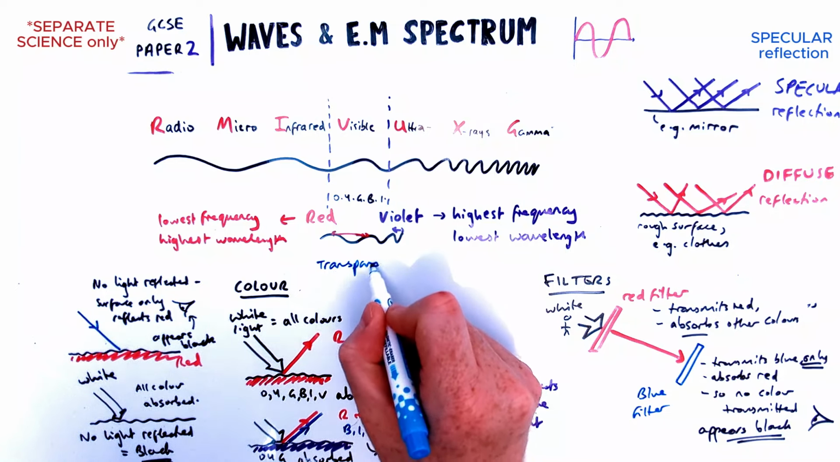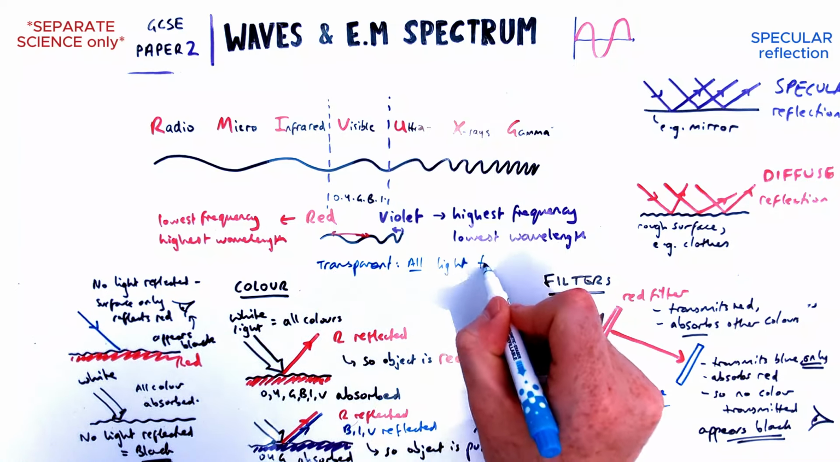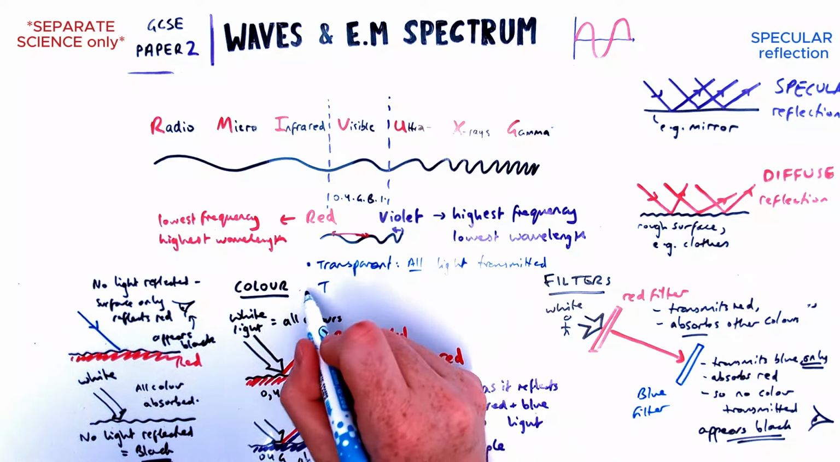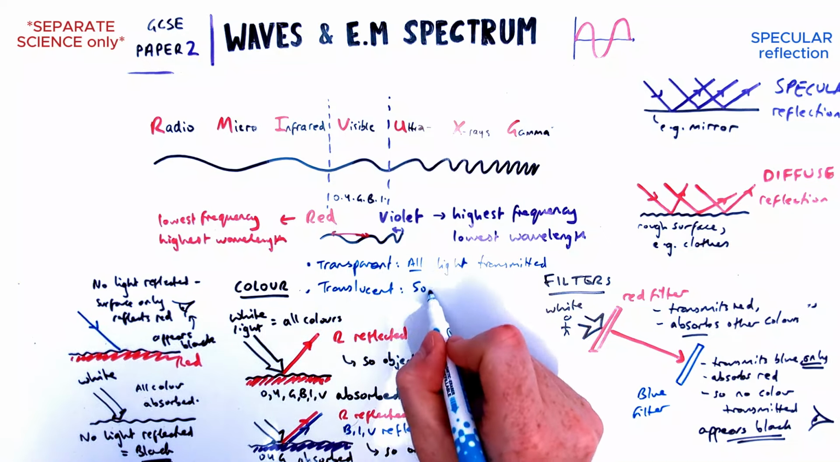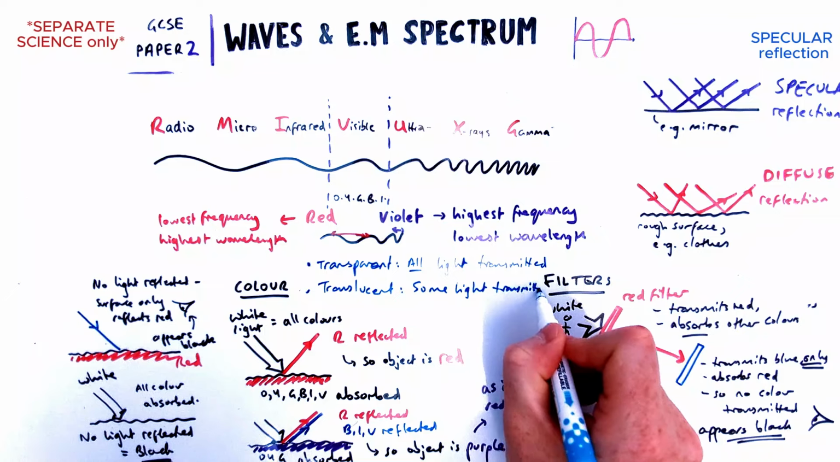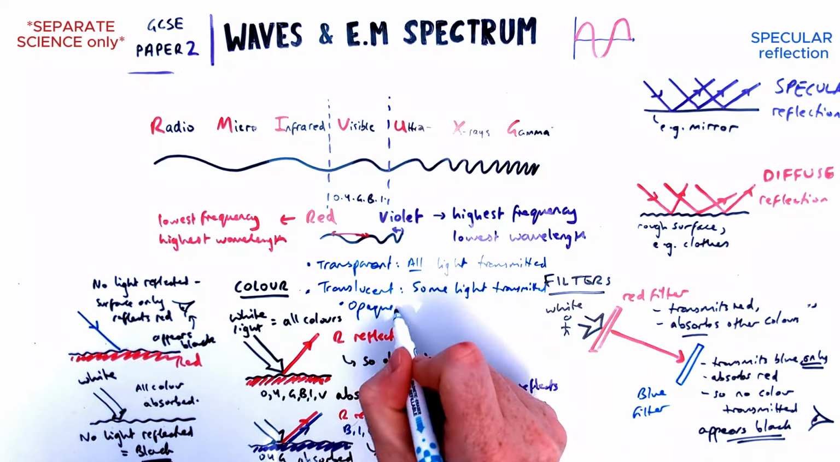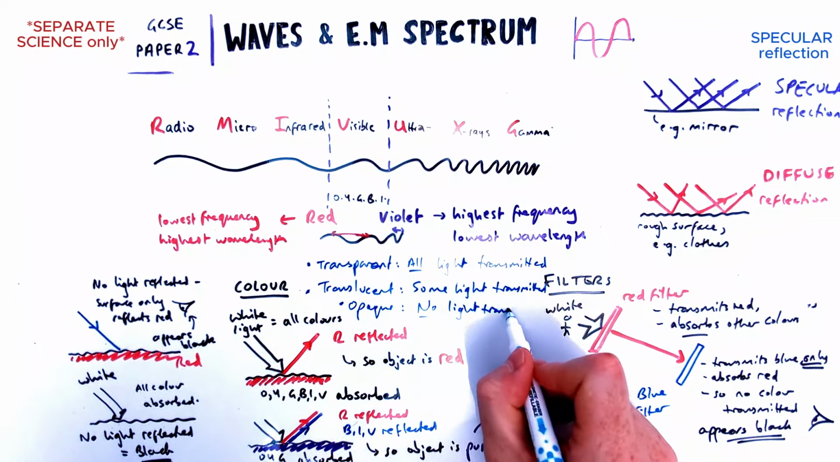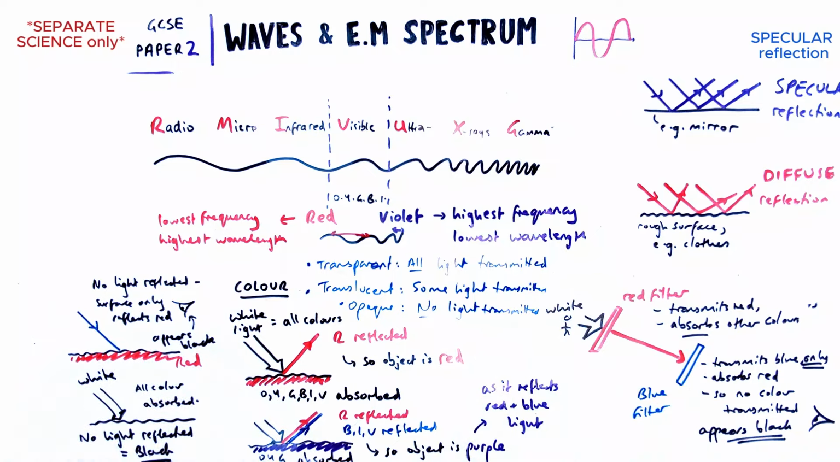Next, we're going to consider a couple of key definitions. In general, if I've got all light being transmitted through a surface, we call it transparent. If there's only some light being transmitted, we call it translucent. And something that's called opaque means that no light is being transmitted at all through it.